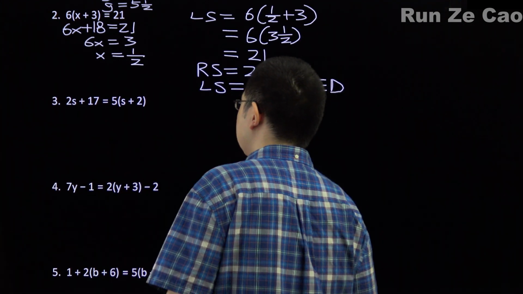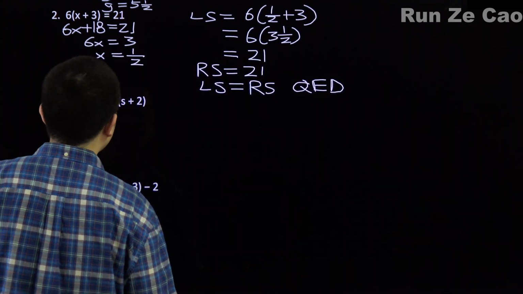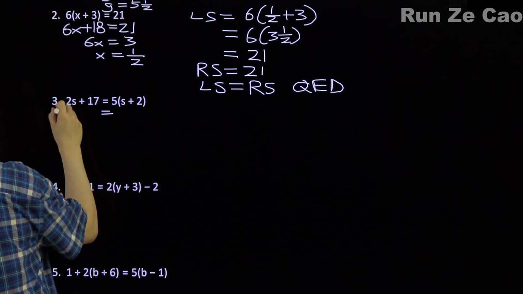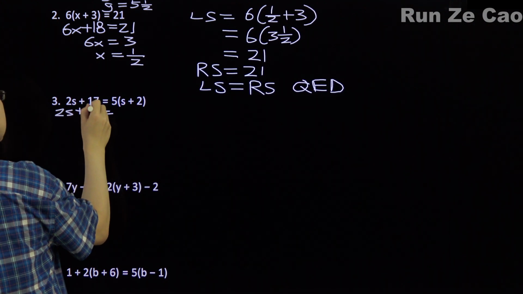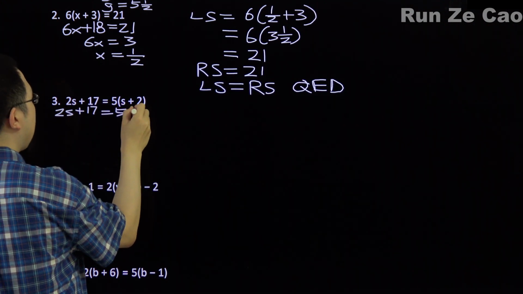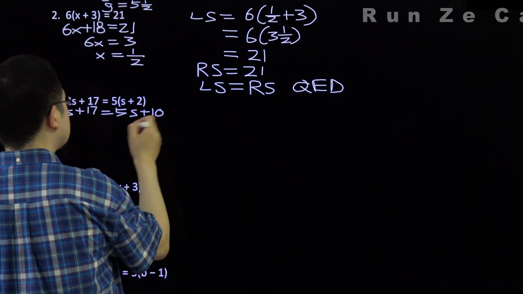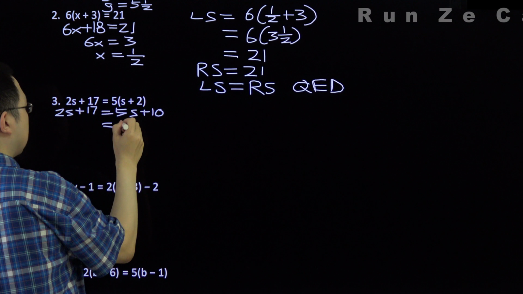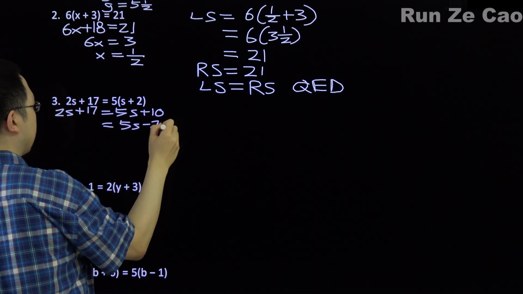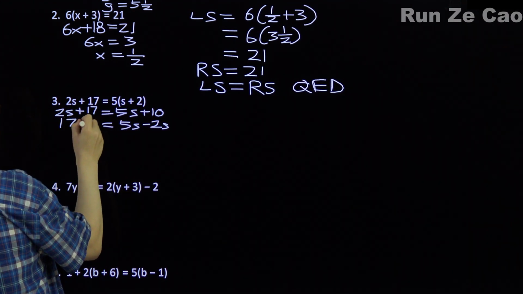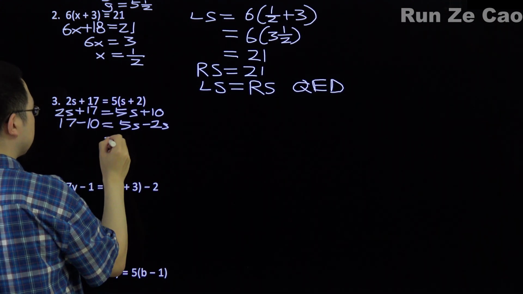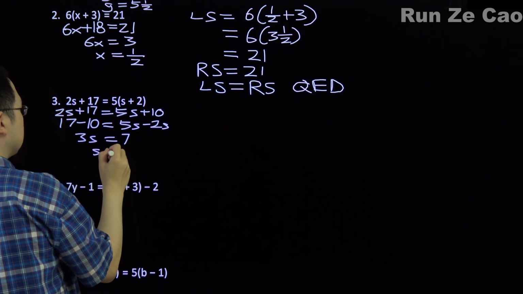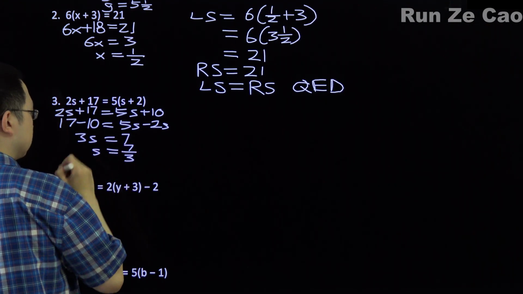2s plus 17 is equal to 5 times s plus 2. Well, you got 2s plus 17 is equal to 5s plus 10. So 5s minus 2s is equal to 17 minus 10. So we got 3s is equal to 7. s is equal to 7 over 3.